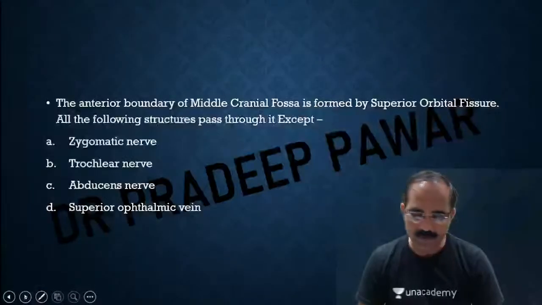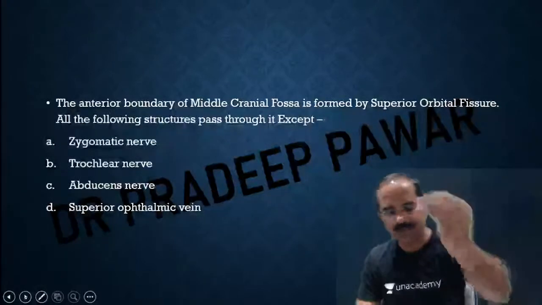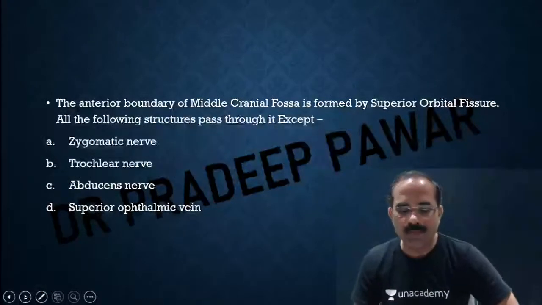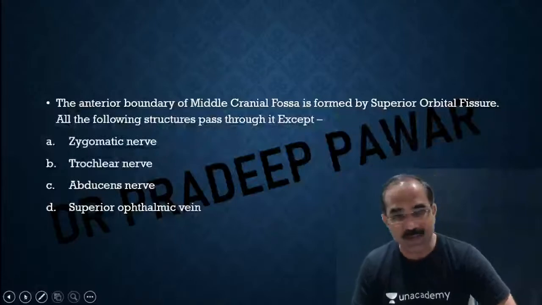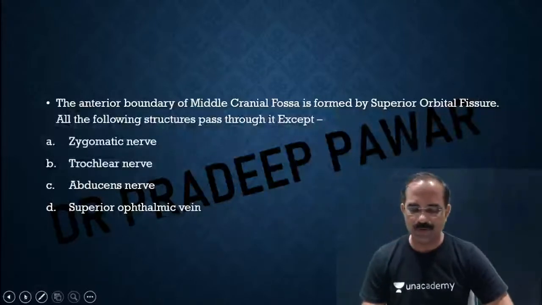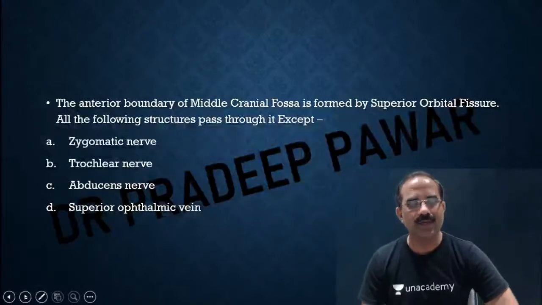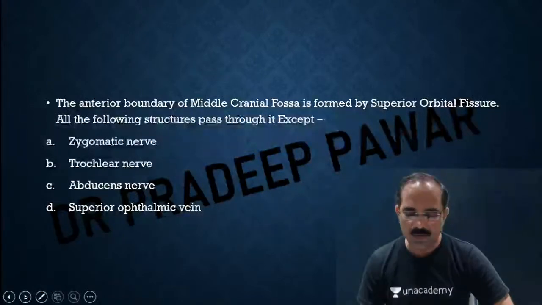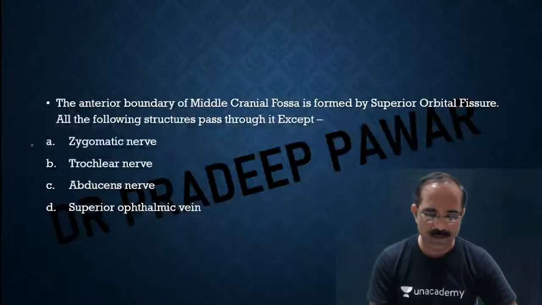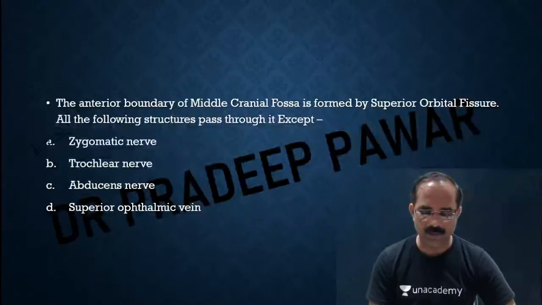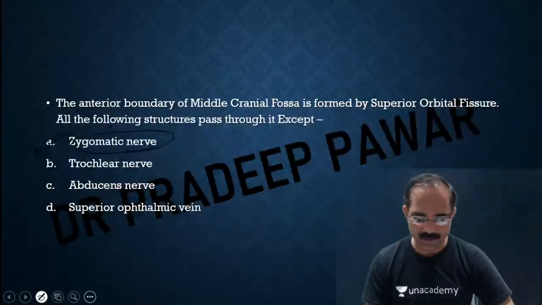Okay, coming to the next MCQ. Here we go. The anterior boundary of the middle cranial fossa is bounded by the superior orbital fissure. All the following structures pass through it except. Can anyone answer this? All the following structures pass through the superior orbital fissure except. Answer is zygomatic nerve. I'll just tell you this.